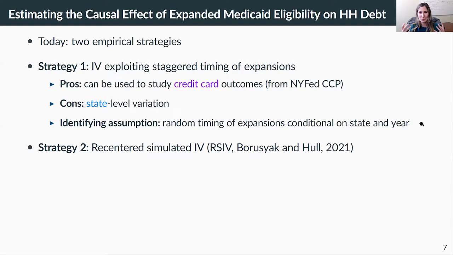Now, for this first strategy, the identifying assumption is going to be that the timing of the expansions, conditional on the state and the year, is as good as random.